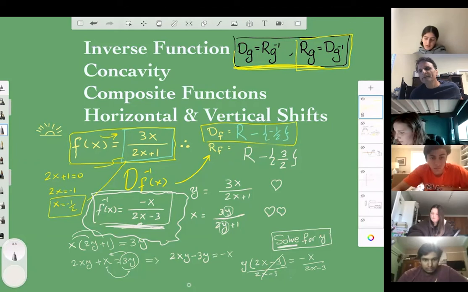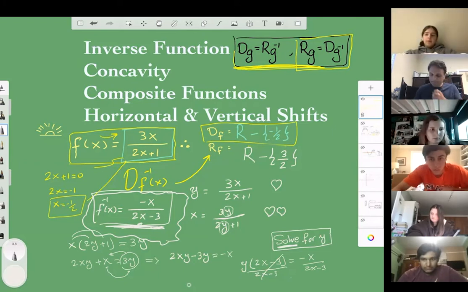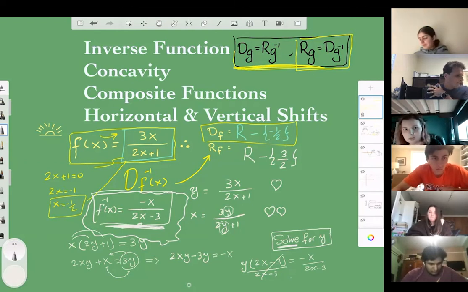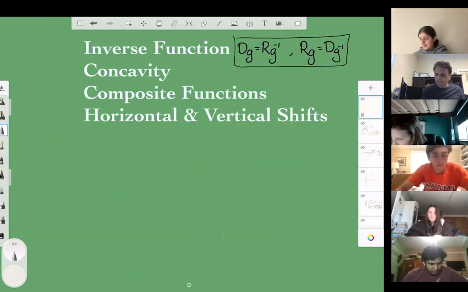You guys want another one, spicy? Why not? Well, we're still in inverse functions. Can you do one more? Should we do one more? I will change the question to another example.